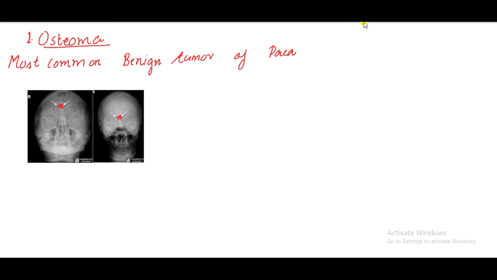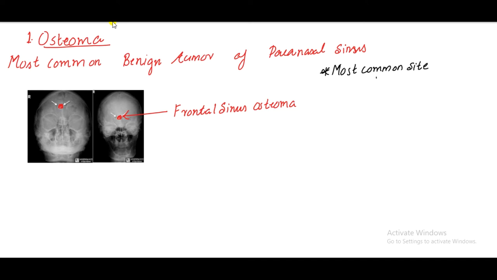And you can see there is a right-sided osteoma in the frontal sinus. It is the most common benign tumor of paranasal sinus, and is more commonly seen in the frontal sinus. You can see two radiographic pictures here from the frontal view and posterior view. The most common site is frontal sinus, then ethmoidal sinus, then maxillary sinus, then mandible.